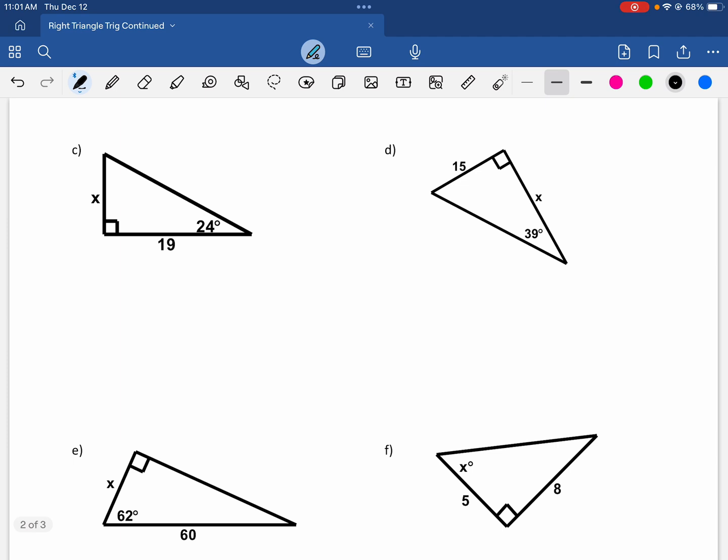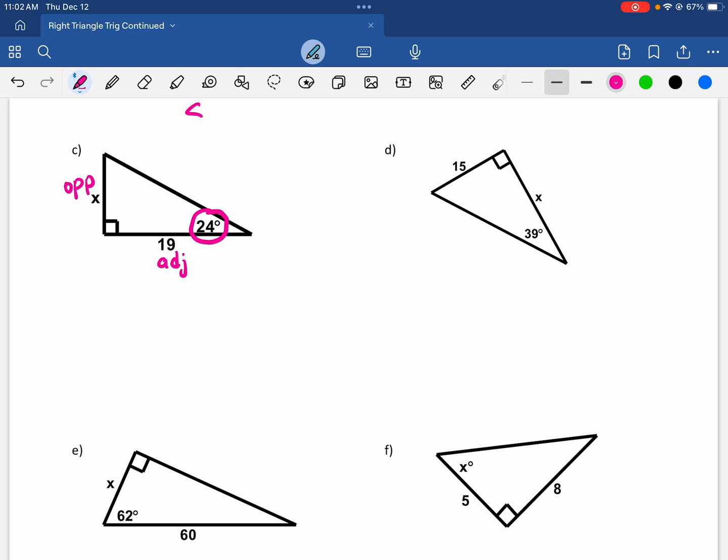All right, we'll keep going. And so again, anytime you're looking at these, solving by trig, you want to start with where's the angle, because that angle is going to help you determine what sides you have. So 24 is my angle here in example C. If I look at 19, 19 is next to 24, so that makes it adjacent. If I look at x, x is across from that angle, so that makes this opposite.